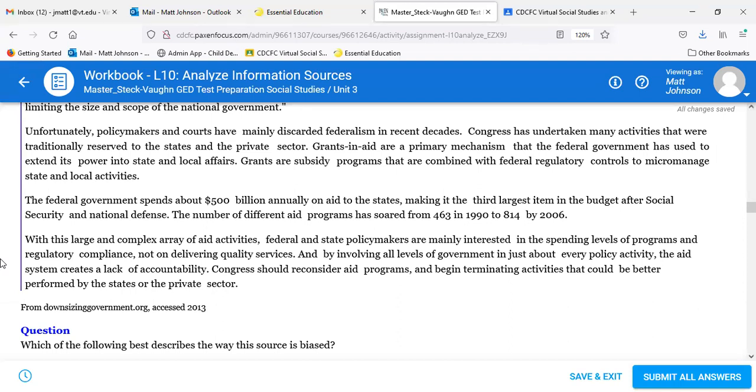Okay. With this large and complex array of aid activities, federal and state policymakers are mainly interested in the spending levels of program and regulatory compliances, not on delivering quality service, and by involving all levels of government in just about every policy activity. The aid system creates a lack of accountability. Congress should reconsider aid program and begin terminating activities that could be better performed by the state or the private sector. Shall I continue with the question?